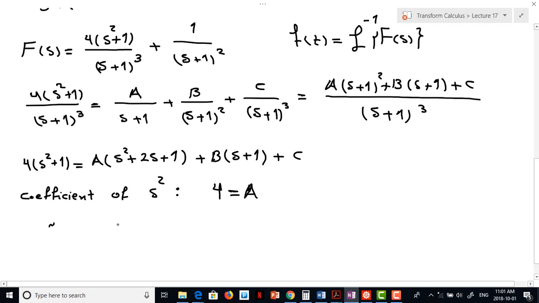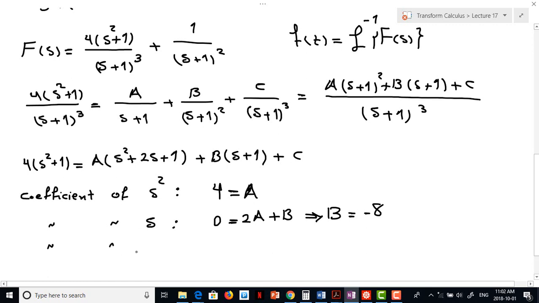If I look at the coefficient of s on the left hand side and right hand side of the equation, on the left hand side we don't have s, as a result the coefficient is equal to 0. On the right hand side we have 2As, so we have 2A plus Bs plus B. We already know that A is equal to 4. As a result, B is equal to minus 8.